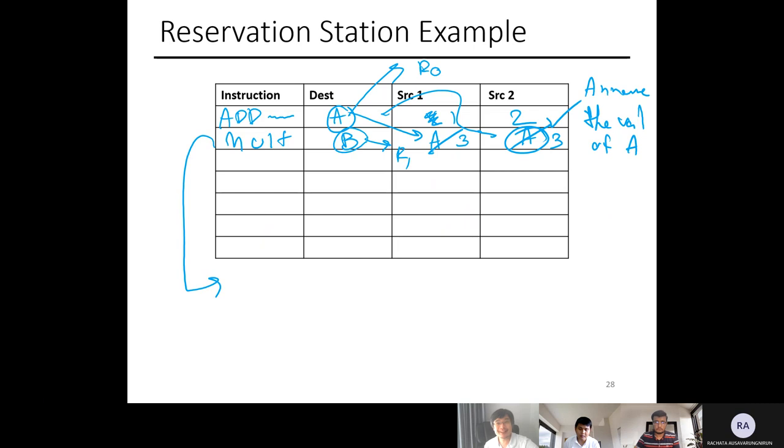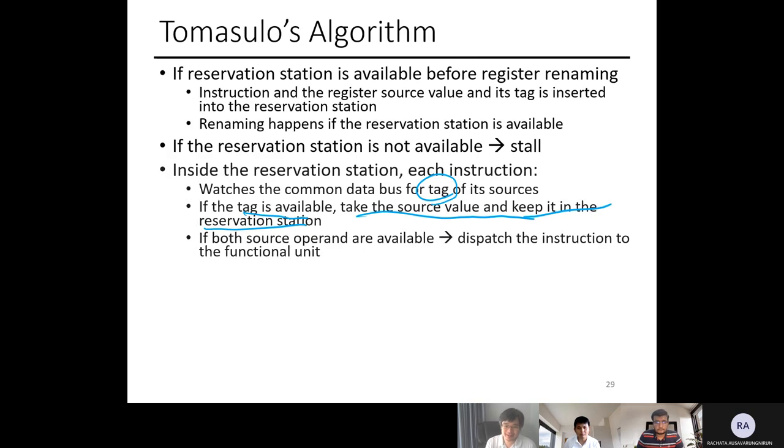I know what source 1 is, 3, and what source 2 is, 3. It means I can dispatch, right? Because I have both the operands. So in that case, if both source operands are available, now you can dispatch. So you dispatch to the functional unit. Basically, you send this to the functional unit.